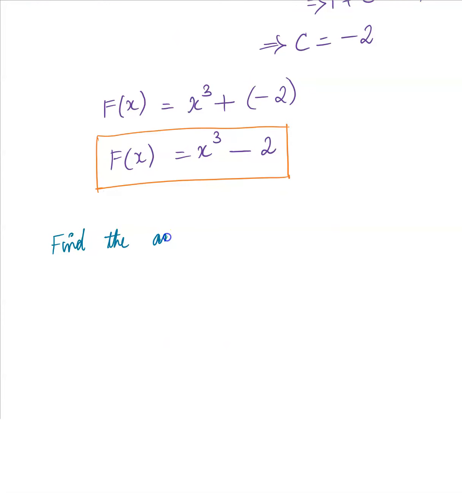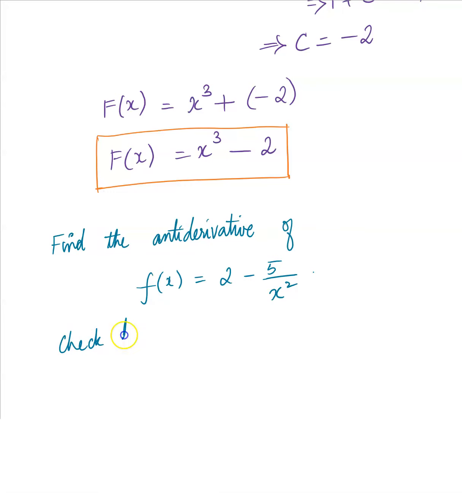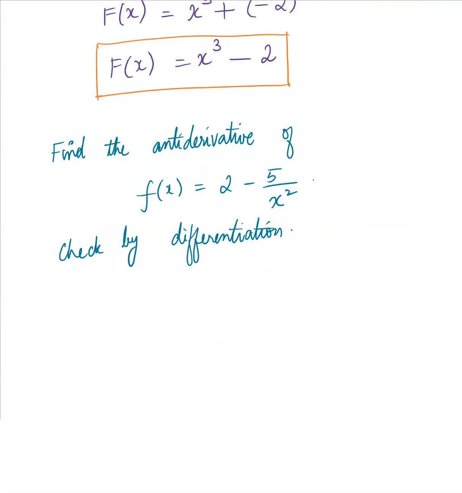Find the antiderivative of f of x equals 2 minus 5 over x squared, and they want us to check by differentiation. Again, this is all guesswork, isn't it? So I'm thinking, well, if I got back just the 2 after differentiation, that means there was probably a 2x. So the derivative of 2x will be 2. So this is again guesswork there.